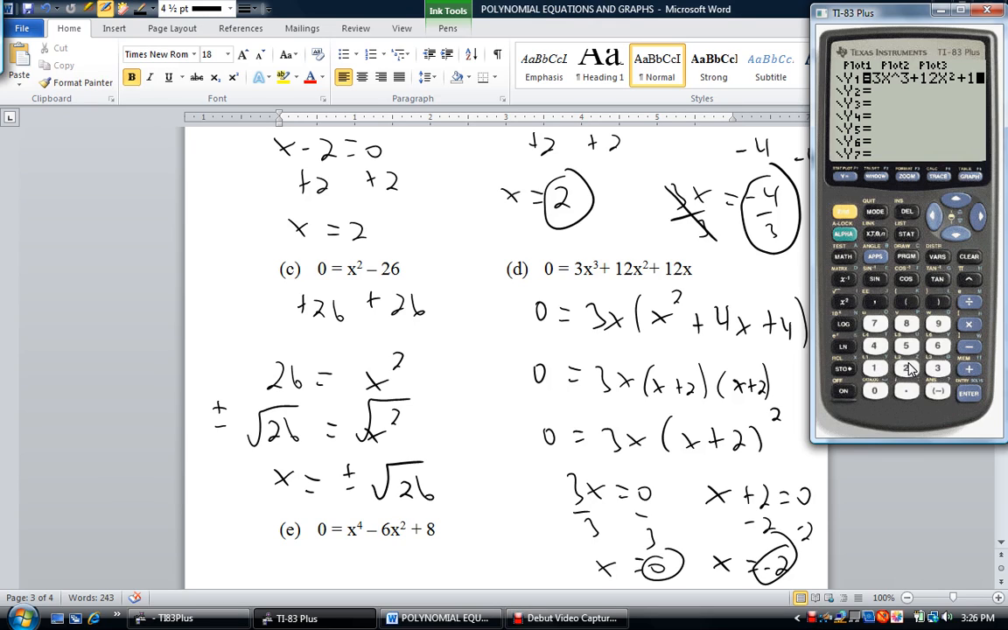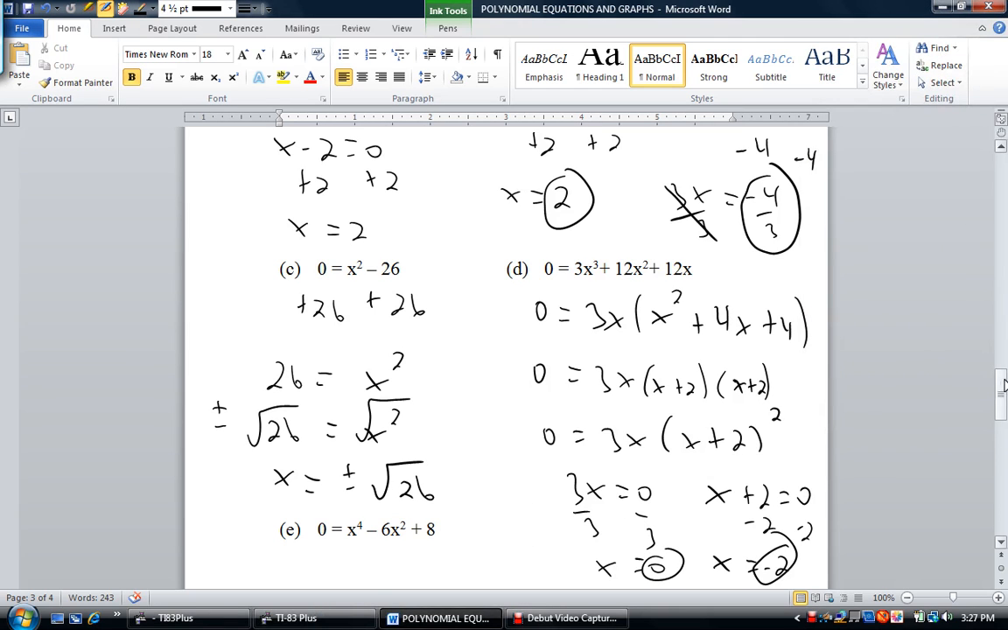I'm not worried about anything else. And if you notice, it looks like it's crossing at -2 and 0. First thing you may want to try is the table and see. Boom, there it is. -2, we have y equals 0, and x equals 0, we have also y equals 0. No other places. Well, would you look at that? So we're done with that one.